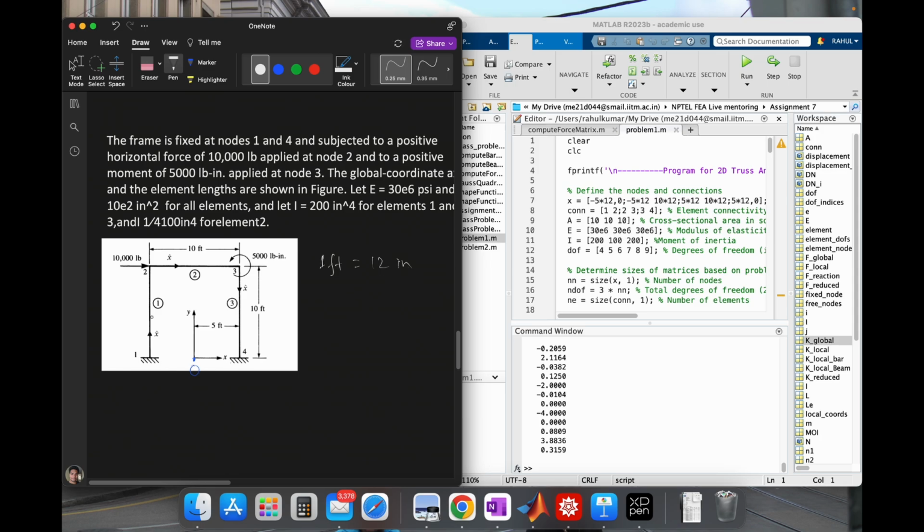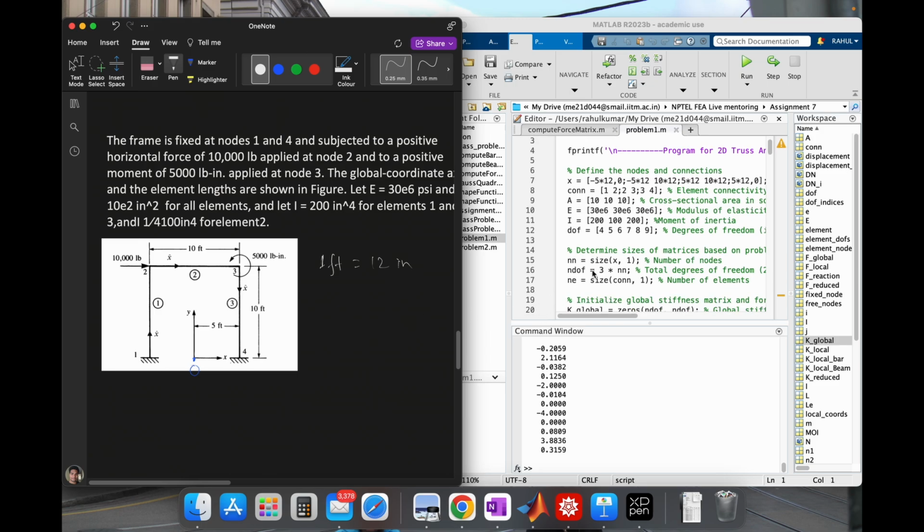And what are the connectivities? Element 1 is nodes 1 2, element 2 is nodes 2 3, element 3 is nodes 3 4. Okay, these are the connectivities.